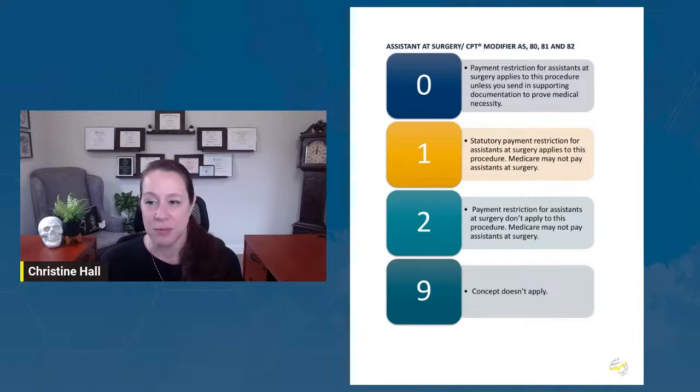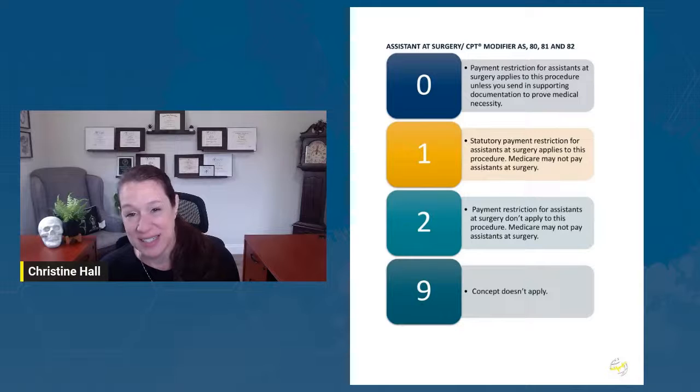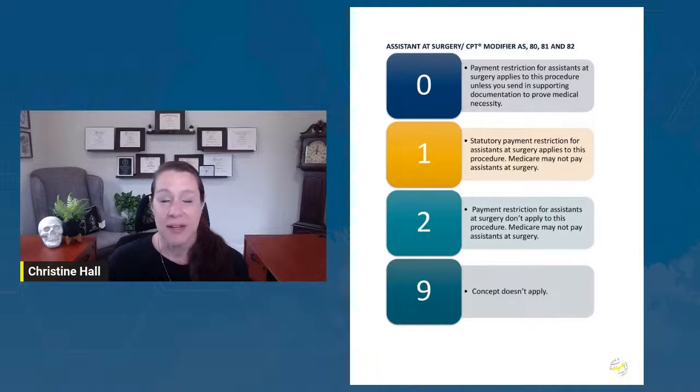An indicator of 0 means that there's a payment restriction for assistance at surgery that is applied to that procedure, unless you send in supporting documentation. So if it has an assistant at surgery indicator of 0, you got to send records. If it has an assistant at surgery indicator of 1, it's a statutory payment restriction for assistance at surgery for this particular procedure. So Medicare may not pay for an assistant at this particular type of surgery. And think about this one. We're talking about a complex repair. Maybe they don't allow an assistant for a complex repair and they feel that the surgeon can handle that by themselves. Or 9, it doesn't apply whatsoever, right?